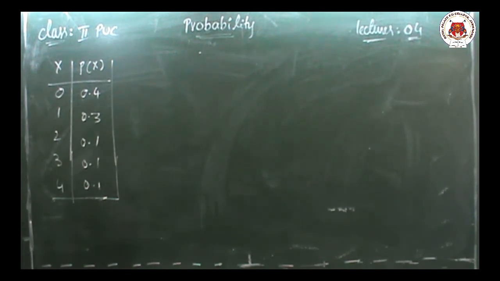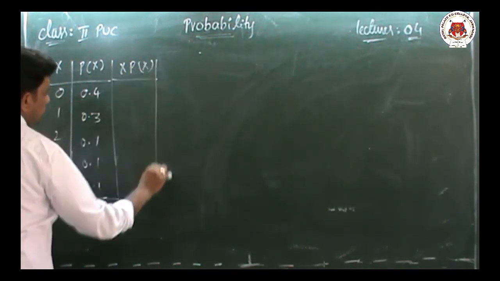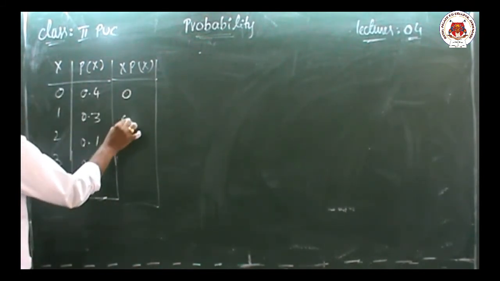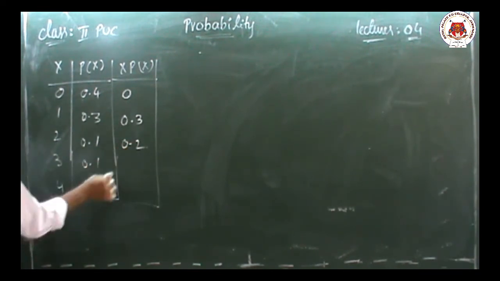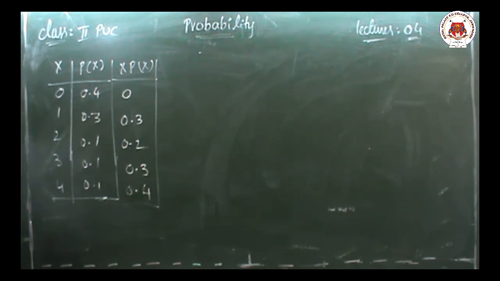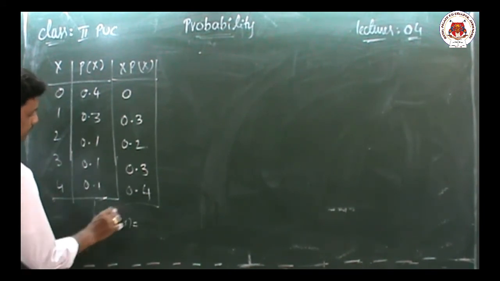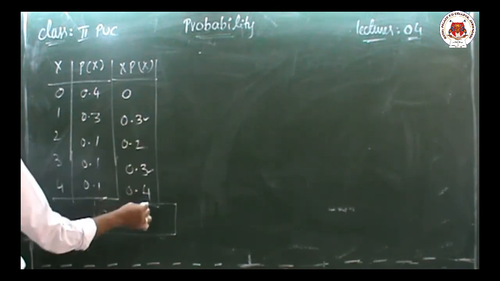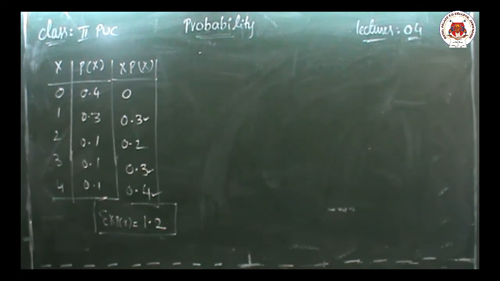So how to find this one? We have to find the x into p of x values. So x into p of x is nothing but 0 into any number, 0; 1 into 0.3, 0.3; 2 into 0.1 is 0.2; 3 into 0.1 is 0.3; and 4 into 0.1 is 0.4. So the summation of x into p of x means we have to add: 3, 3, 6, 6 plus 4, 10. This is the answer 1.2.